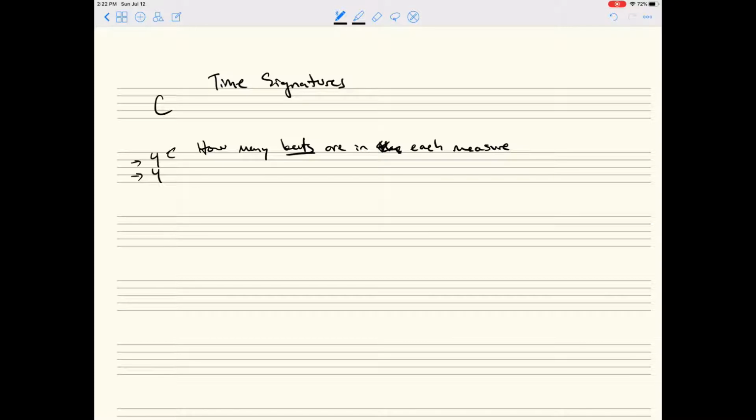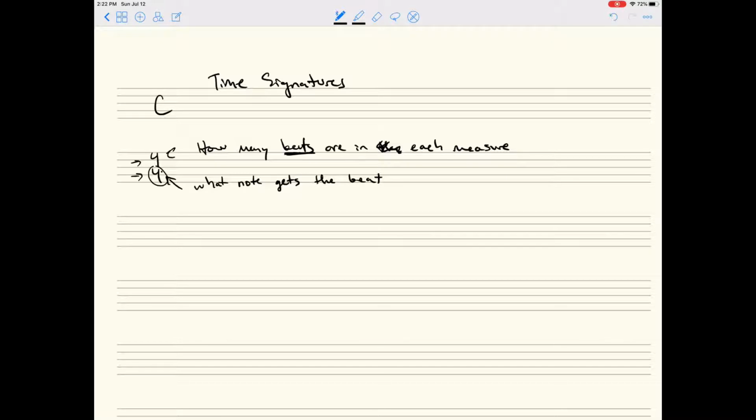A beat is just a basic unit of time. That's probably the best way to think of it. Now the bottom number tells us what note gets the beat. The beat is not a set thing that exists. The composer says what note gets the beat in each measure. In this case, this says the number 4 gets the beat. That doesn't mean anything to us.